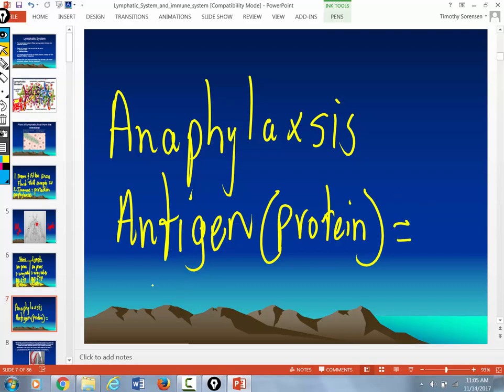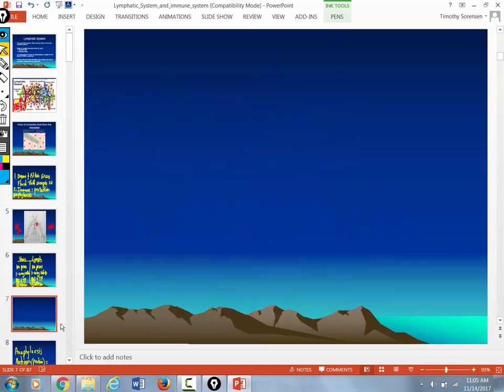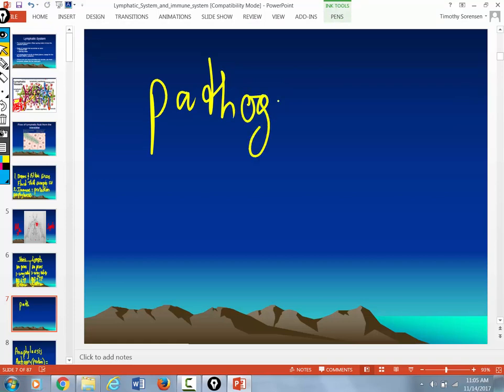An antigen, better write this down, is anything that produces an immune response. Anything. Can a sliver be an antigen? Yeah. You get a sliver in your finger, you go, ouch. Antigen, anything that produces an immune response. Okay, you're in microbiology. Heck, you're three quarters of the way through it. What's a pathogen? A pathogen is an antigen that can produce disease.